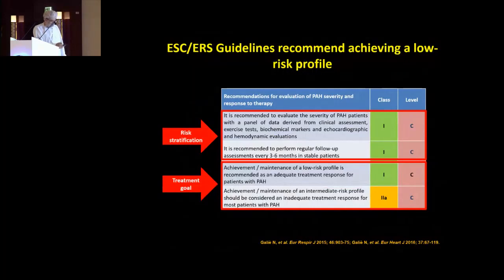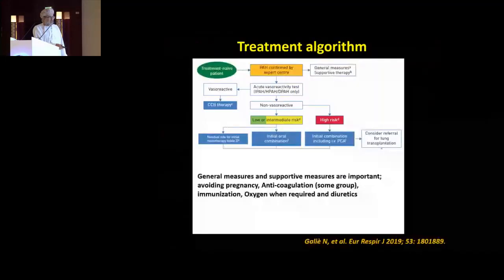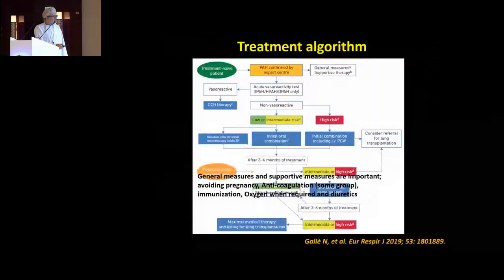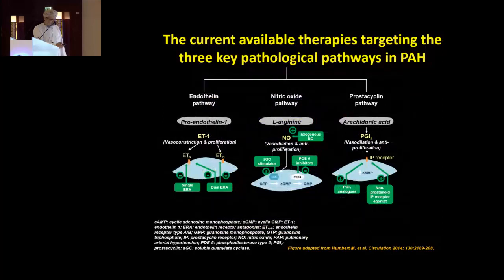So this patient should be measured. Important measures include avoiding pregnancy, anticoagulation in some groups, mainly CTEPH, immunization, oxygen when it is required, and obviously diuretics. So what is the available medication now? We now have three lines of medication.